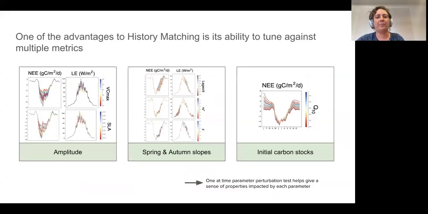And I said what's good about history matching is that we can start to target metrics that we're really interested in. And here, the example we're going to be calibrating, we'll try and find the parameters for net ecosystem exchange and latent heat. And we know that the parameters are going to affect things like the amplitude, the slopes, and the initial carbon stock. So these are the metrics we can pick and put into our history matching framework.